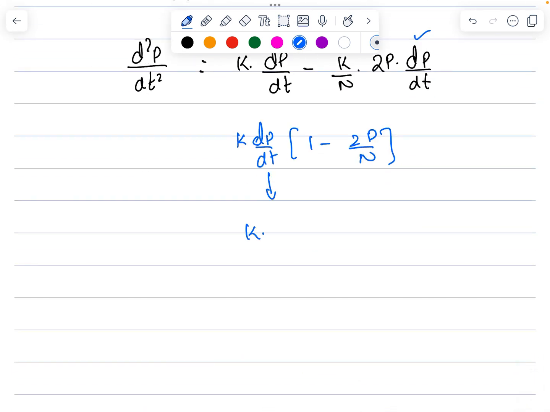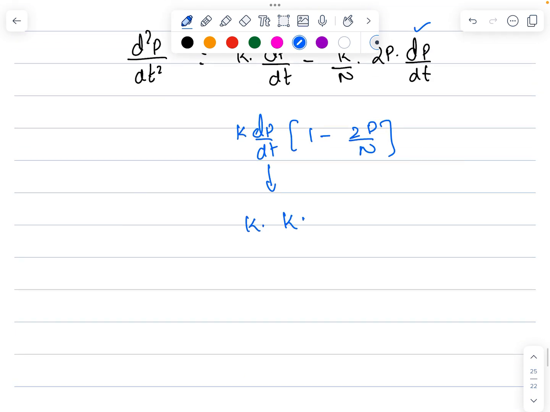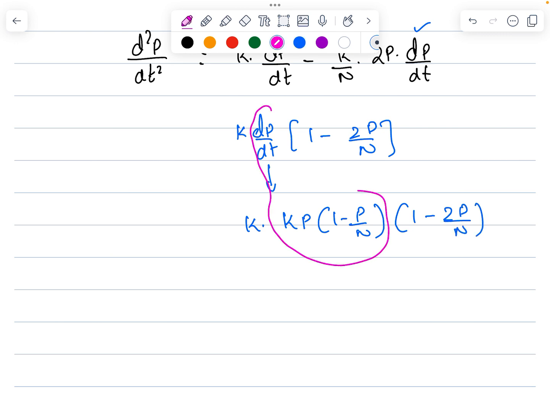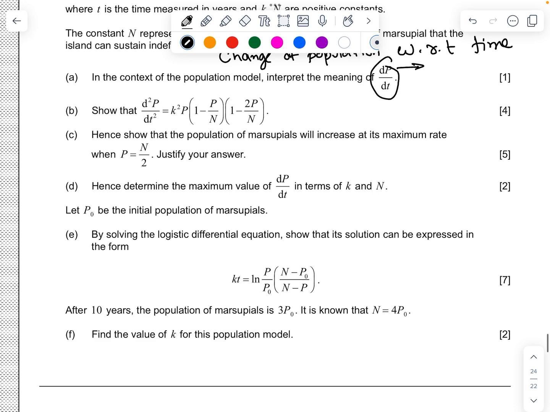So what is dp upon dt? Which is kp times 1 minus p upon n, then times 1 minus 2p upon n. So this is the substitution of dp upon dt, so that we have proved it. Next part of the question.